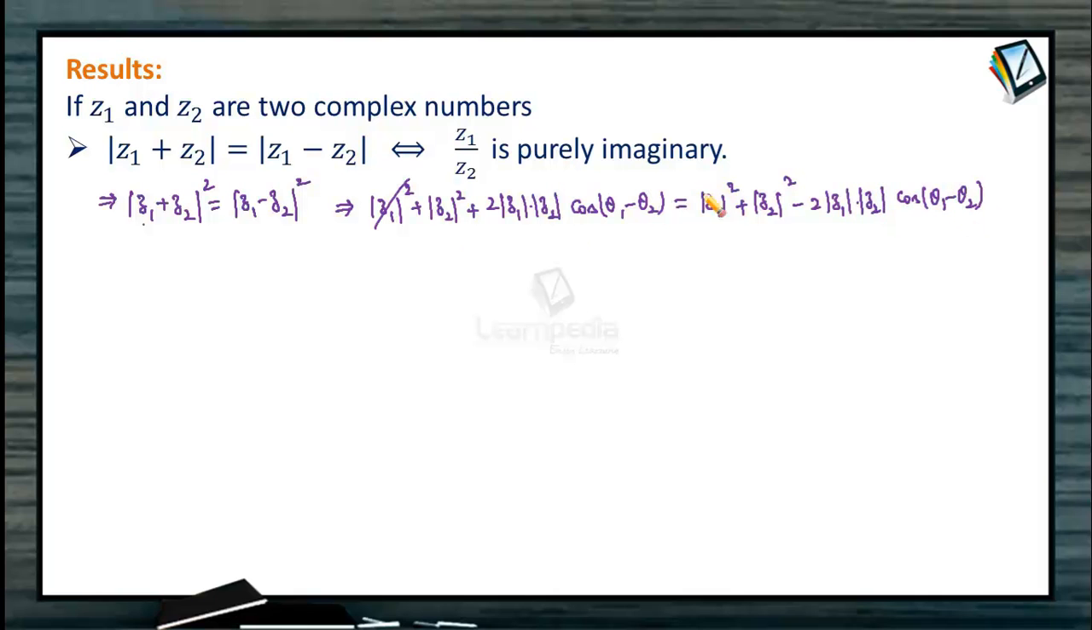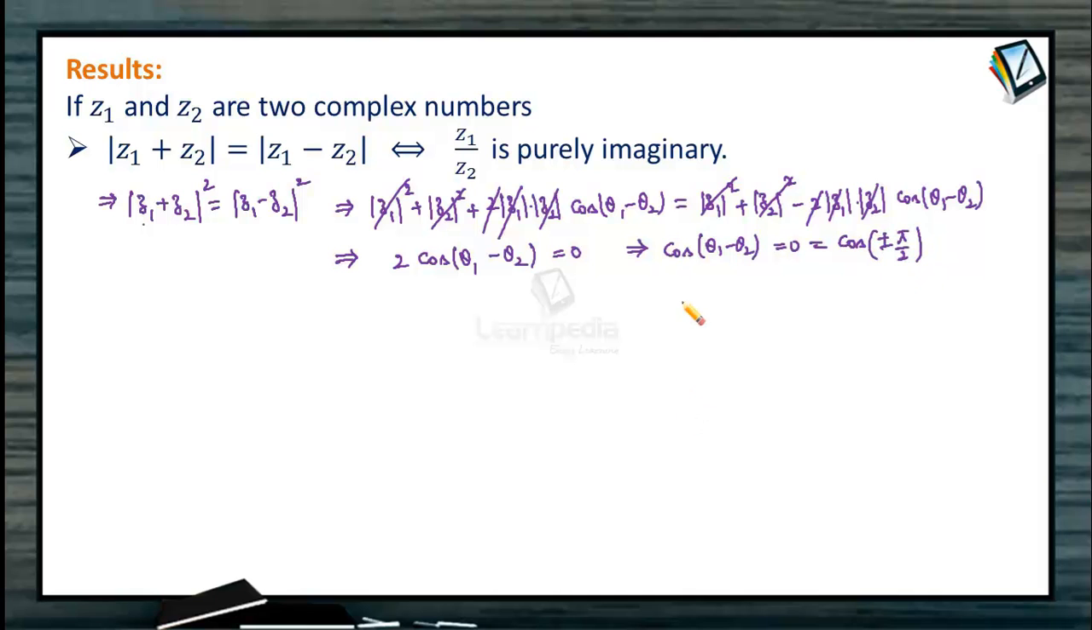Now when we cancel Z1 square, Z2 square values and 2 times mod Z1 Z2 and 2 times mod Z1 Z2, what do we end up with getting? 2 times cos of theta 1 minus theta 2 becomes 0, right? As 2 cannot be 0, this would be same as cos of theta 1 minus theta 2 is 0. But 0 is same as writing cos of plus or minus pi by 2. Now look at this. Theta 1 minus theta 2 is now same as plus or minus pi by 2.